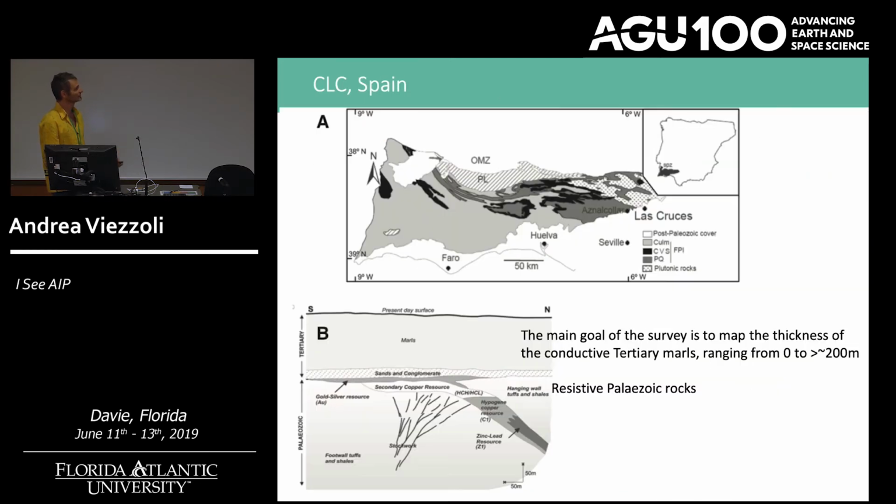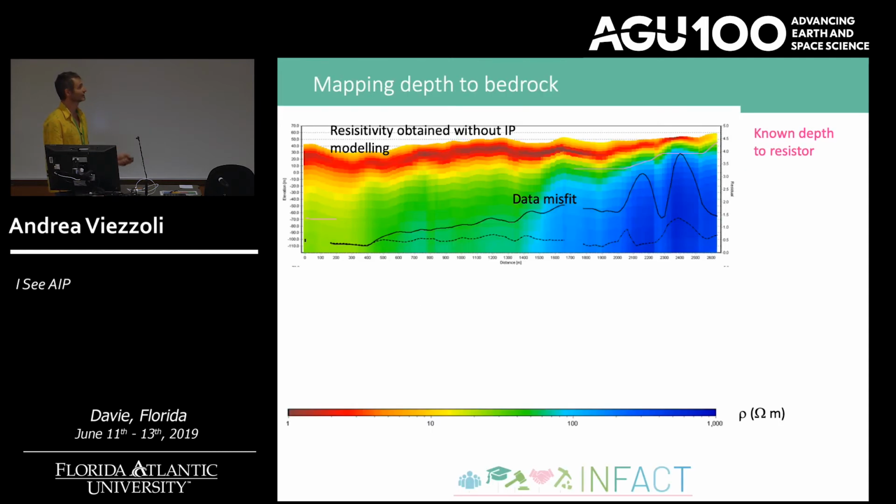Okay, I'll take you to a couple of examples now. So this is from one of our INFACT reference sites. It's Cobre Las Cruces in Andalusia in Spain. The goal of the survey is to map the thickness of the conductive tertiary marls. They're conductive and they range anything from 0 to 200 meters. At the bottom you have Paleozoic resistive rock. So the data contains IP. I don't have it here, but it does, both negatives and fast decays.